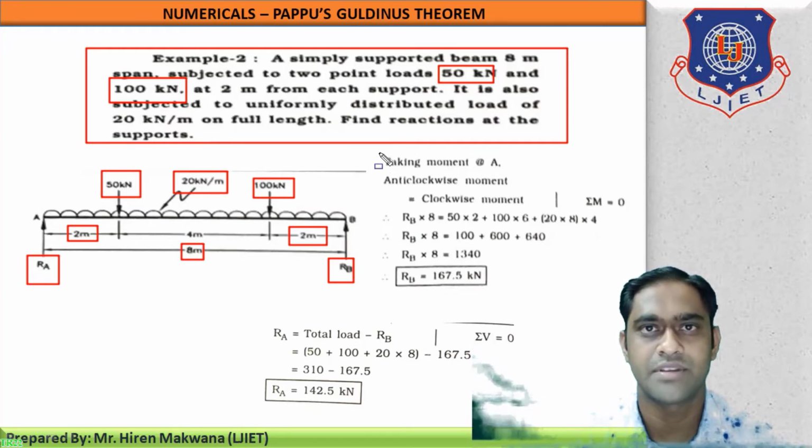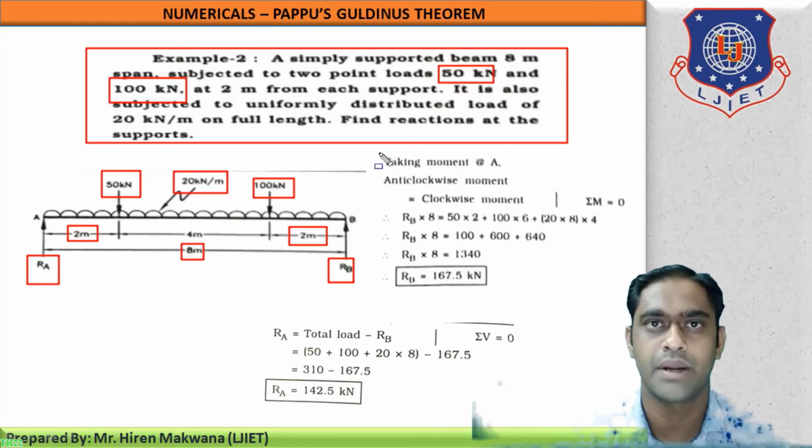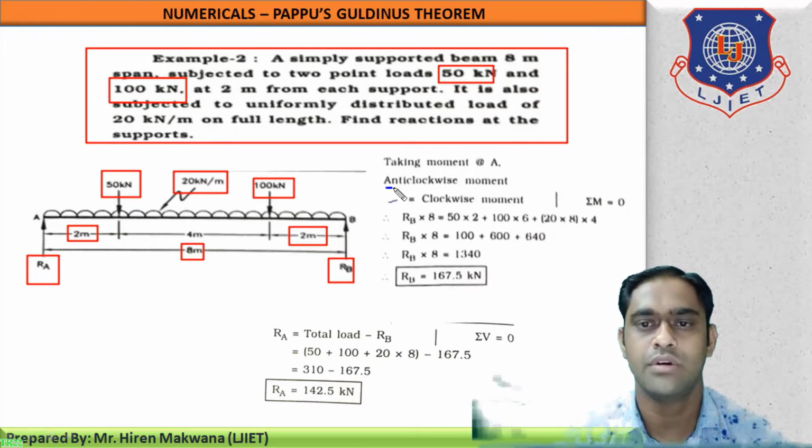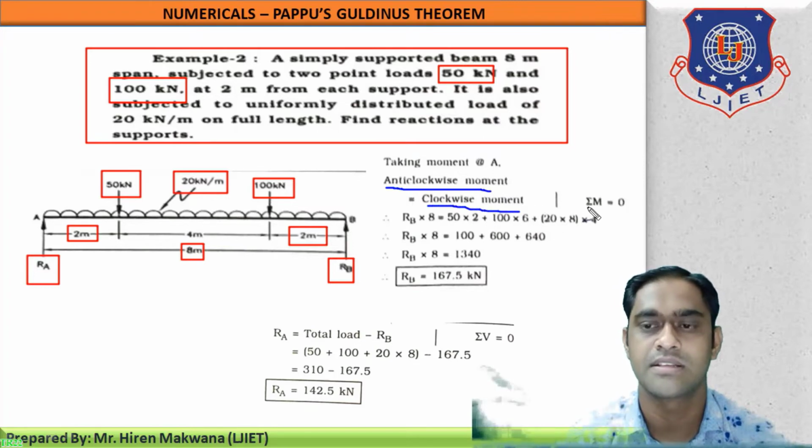Taking moment at the left support. Now left support is support A. So take the moment about support A. How to take the moment? According to the formula, moment is equal to force into perpendicular distance. So now you can see anti-clockwise moment is equal to clockwise moment, such that the sum of all moments must be equal to 0.